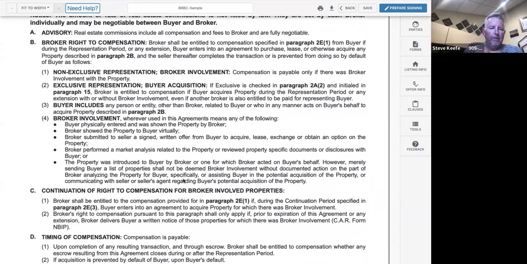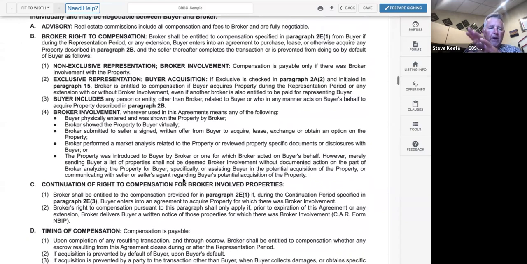Property was shown, property was virtually shown, the buyer submitted an offer, the broker performed a market analysis related to the property, or the property was introduced to the buyer by a broker, and they have to have done something. It can't just be a list. There has to be some involvement that they can document with that property. Maybe they talk with the seller about this particular buyer and the potential of them purchasing it, something like that. That's going to be a kind of gray area where I could see there are going to be some issues, but that does constitute broker involvement.